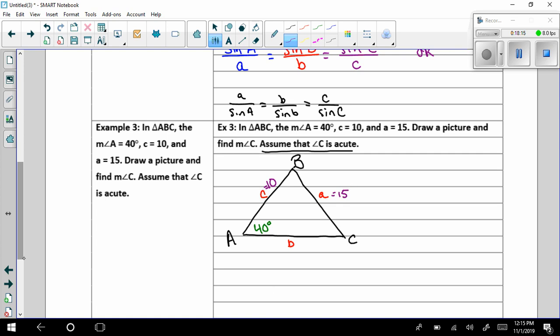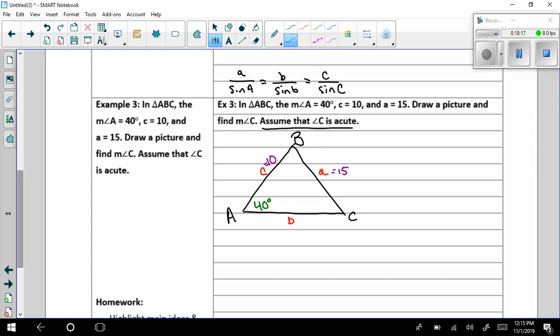Okay. I can't assume that this is a right triangle because I have not been told that it is a right triangle. All I've been told is that this angle is acute. So this could also be acute. This could be 90. I don't know. So because I can't make that assumption, I can use my law of sines. So I have big A and little a. So I can set up that ratio first.